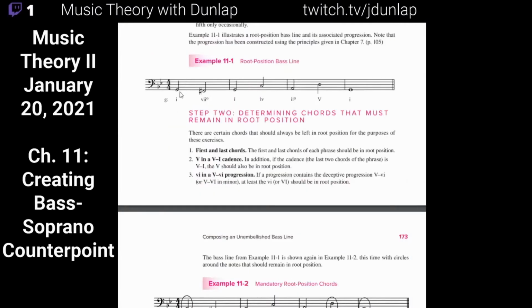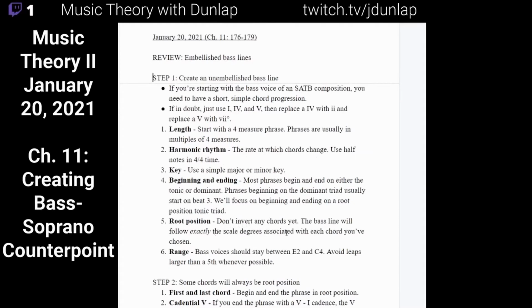So just like they did here, 1, 7, 1, 4, 2, 5, 1 is do, ti, do, fa, re, so, do. Exactly the same bass note solfege as there is the solfege of the chords themselves. The bass line follows exactly the scale degrees associated with the chords you've chosen.